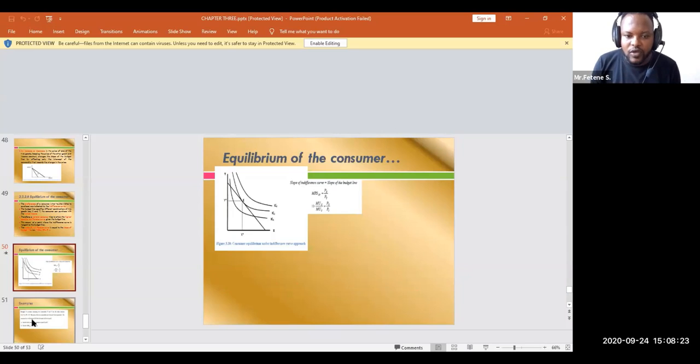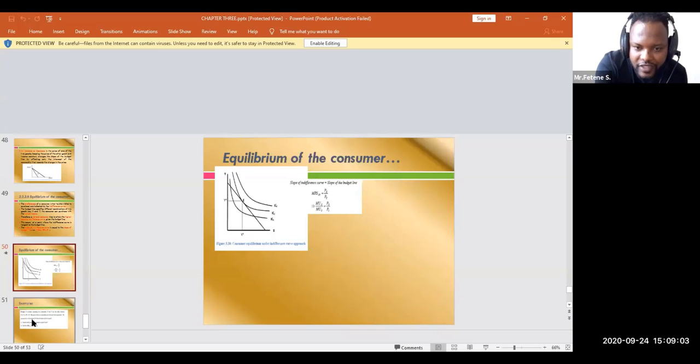Look, the budget line is this one, no? Then the first indifference curve, the second this one, the third. We say equilibrium is where the budget line is tangent to the indifference curve. We call that the equilibrium point, that is point E. At point E the budget line is tangent to the indifference curve. This and this amount are called the equilibrium quantities.